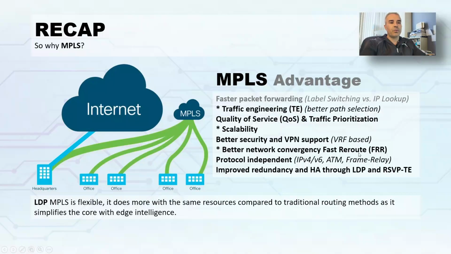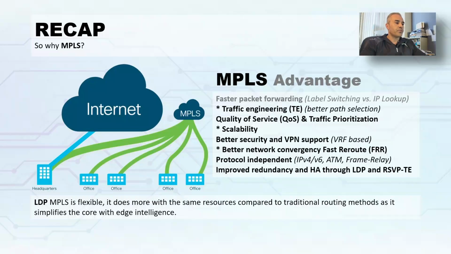Better network convergence because of fast reroute. So MPLS has this thing called fast reroute that you can enable, and it basically has the primary path with a primary label, and then a secondary path with a secondary label. So if the primary path goes down, it automatically goes over to the second path with, I think, less than 50 milliseconds of delay. So it's very fast. Protocol independent. Again, it works with IPv4, IPv6, ATM, frame relay. Mostly, in this day and age, it works with just Ethernet. Improved redundancy and HA through LDP and RSVP. So that's the reservation of bandwidth, I believe.